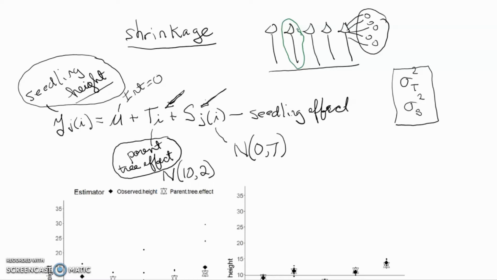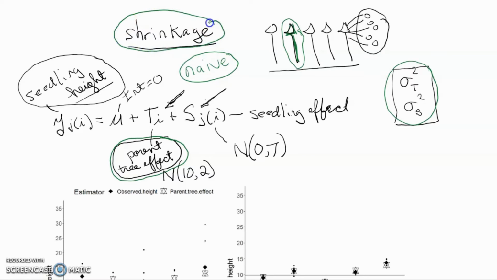So, although it's not always the case, in fact it's fairly rare when you're really focused on these components to also be interested in individual tree effects, we are in fact going to be interested in these parent tree effects. And the whole idea is we could obtain a naive estimate of those parent trees' effects, and we'll see that, or we could obtain a shrunken estimate, and what we're going to see is the shrunken estimate is superior.